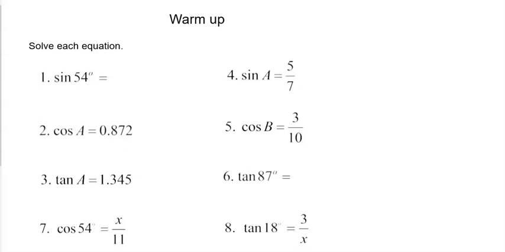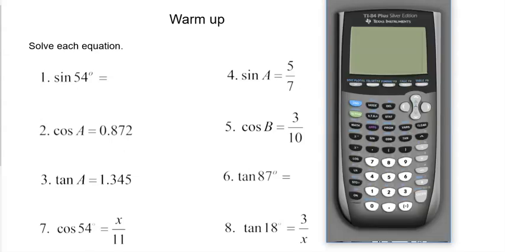All right, not going to do all these, just do a few of them. So, for example, number 1, if you have sine of 54, you're going to just put that in the calculator. You're going to just type sine of 54, and just round to 3 places. So 0.809.